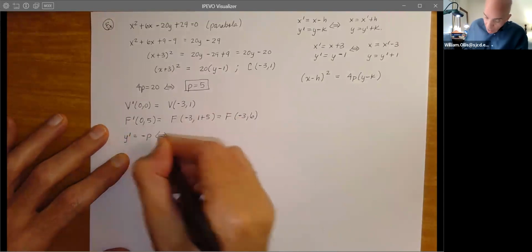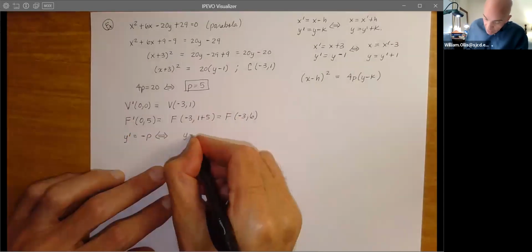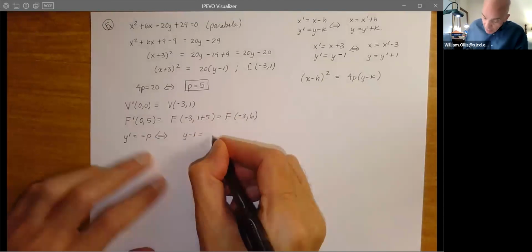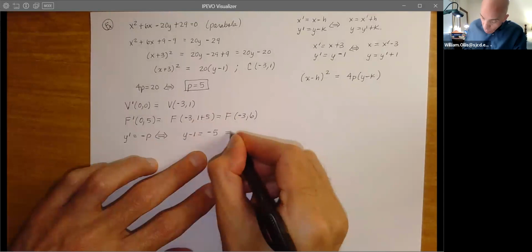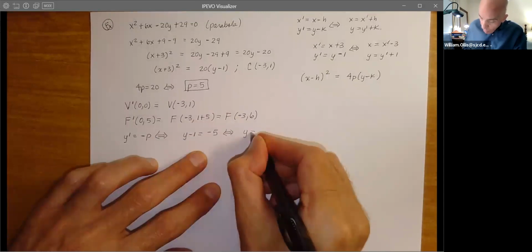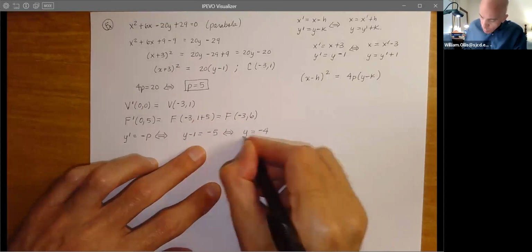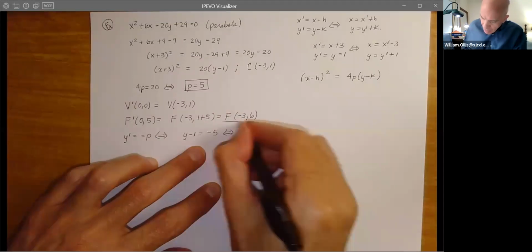So we go to y prime and we get y minus 1 equals the negative of 5, if and only if, adding 1, we get y equals negative 4. So here's what we're doing to keep sane here.